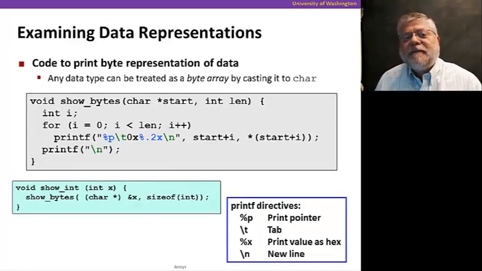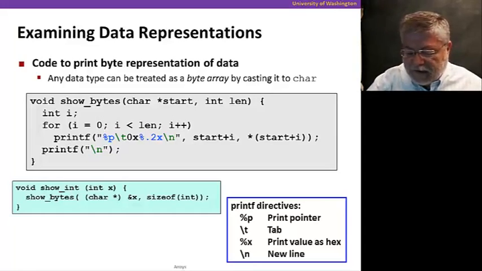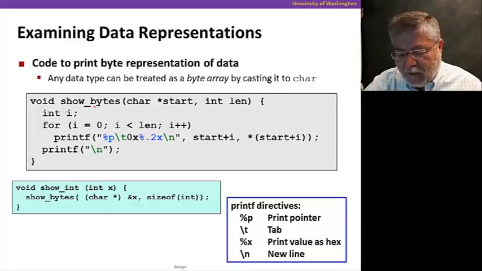Okay, let's take a look at a C function that we can use to print out data that we store in memory by printing it out 1 character at a time, or 1 byte at a time, as 2 hex digits. All right. So here's a simple function written in C. It's called show bytes.